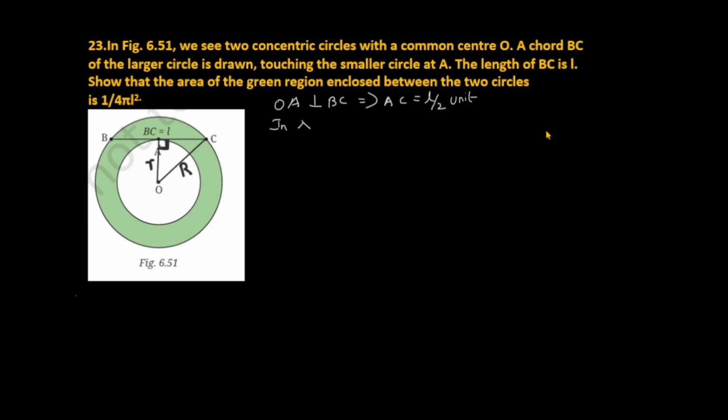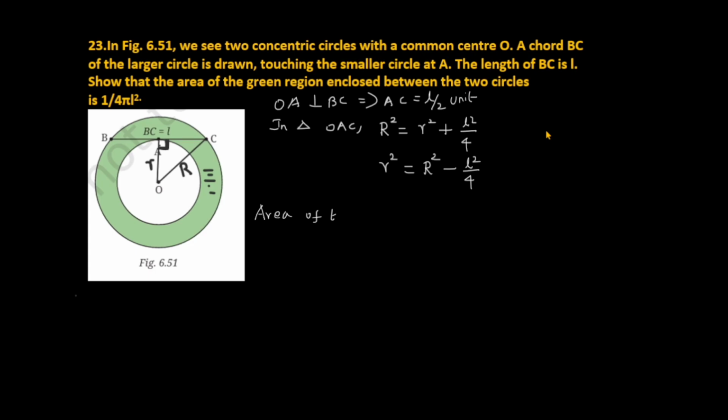In triangle OAC, we can calculate all the sides. For example, capital R is the hypotenuse. R squared is equal to small r squared plus L squared by 4, since L by 2 the whole squared is L squared by 4. If we want to calculate small r squared, it is hypotenuse capital R squared minus L squared by 4. Now we need to calculate the region. This is the green color region. To calculate that green color region, that is area of the outer circle minus area of the inner circle.